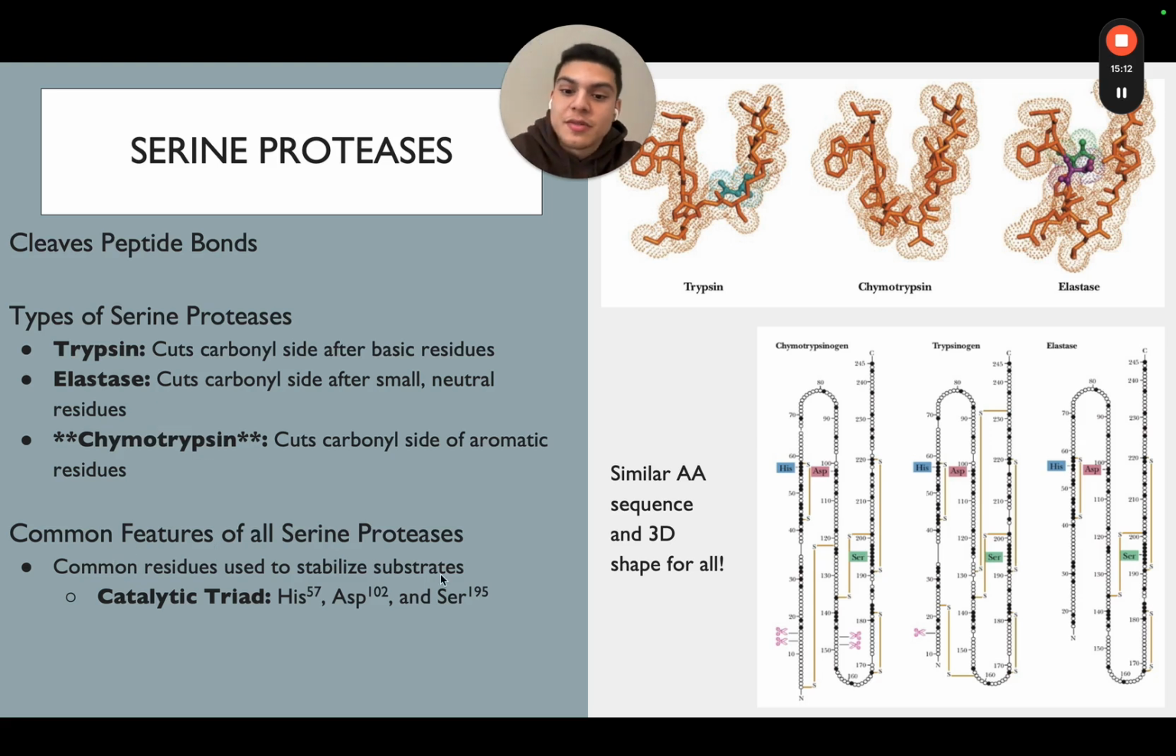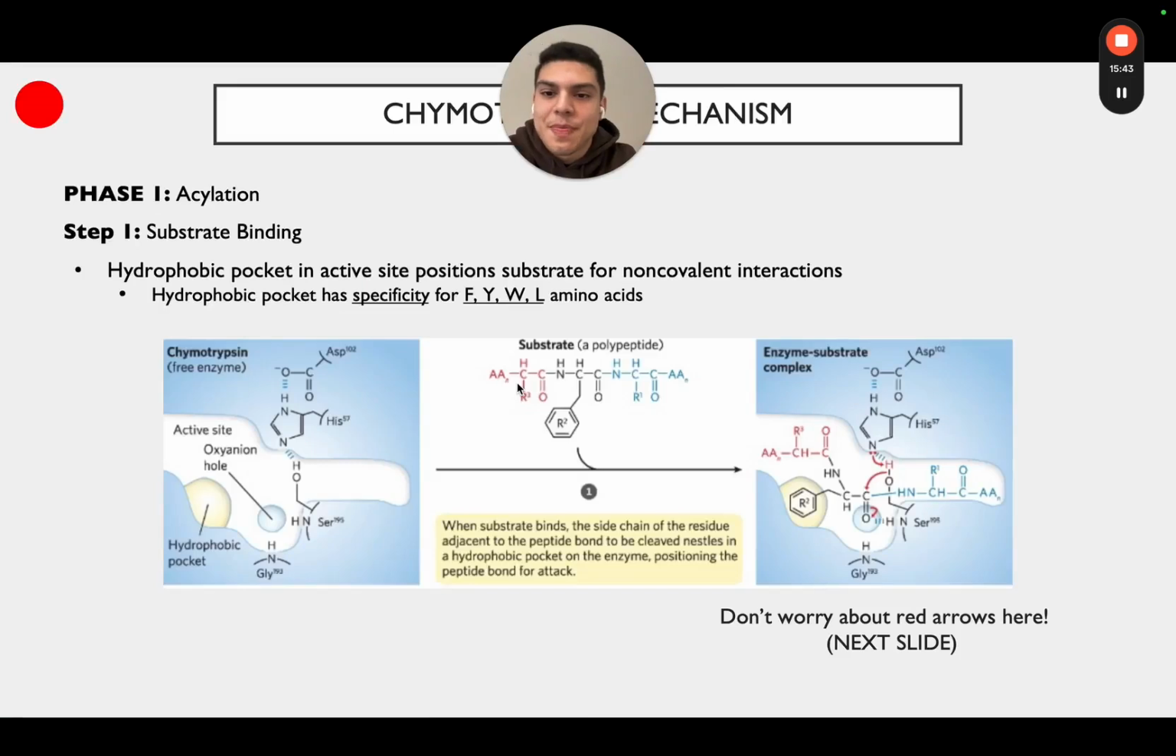So a common feature of all serine proteases is that they use common residues to stabilize the structures and the substrates, and that's called the catalytic triad: histidine 57, aspartic acid 102, and serine 195. So you're going to see these 3 conserved amino acids within the trypsin, the chymotrypsin, and the elastase. It's these 3 amino acids that really do help facilitate the peptide bond cleavage.